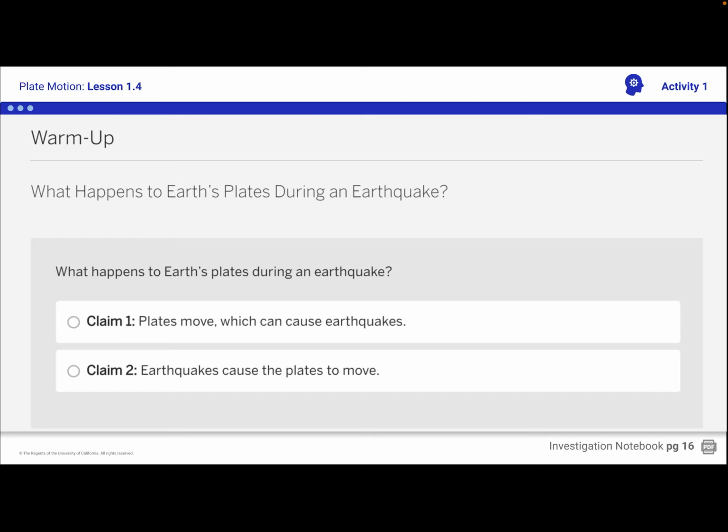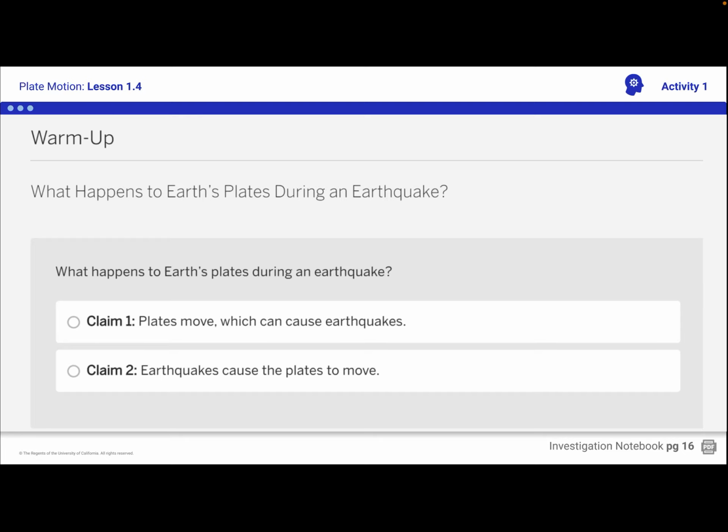So the warm-up for this is, now that we've identified that earthquakes happen at or near plate boundaries, we need to figure out why. What's causing the earthquake, or what does the earthquake cause to happen? If we look at claim number 1 and claim number 2, just for this lesson today, the question is, what happens to Earth's plates during an earthquake? Claim number 1 states, plates move, which then cause the earthquakes. And claim number 2 says, earthquakes actually occur, and then that causes the plates to move.